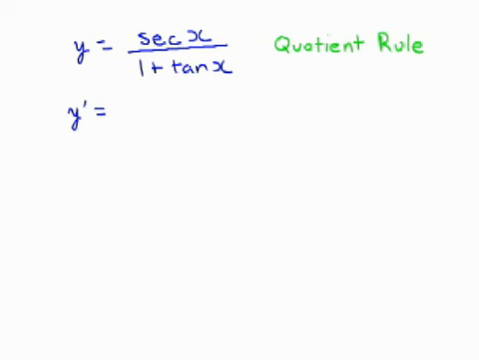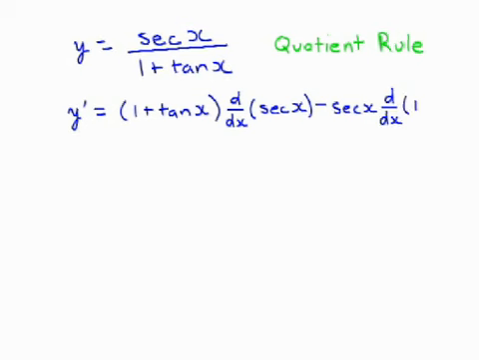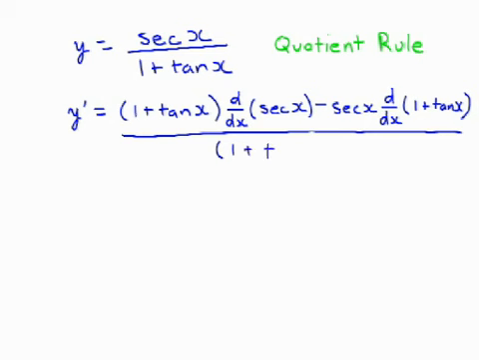So on the second line on this screen, that's what we've done. We've used the quotient rule. Y prime is equal to 1 plus tangent x, that's our g of x, times d dx of secant x, that means we will be taking the derivative of secant x, where secant x is actually f of x, so that will be our f prime of x. Subtract from that secant x, which is our f of x, times d dx of 1 plus tangent x. That derivative will be our g prime of x. And then that's all divided by g of x squared, which is 1 plus tangent x all squared.